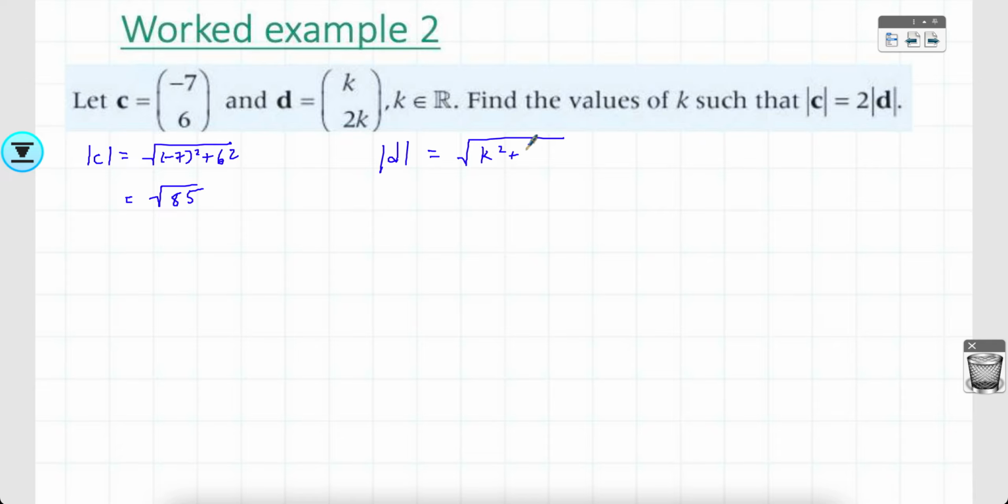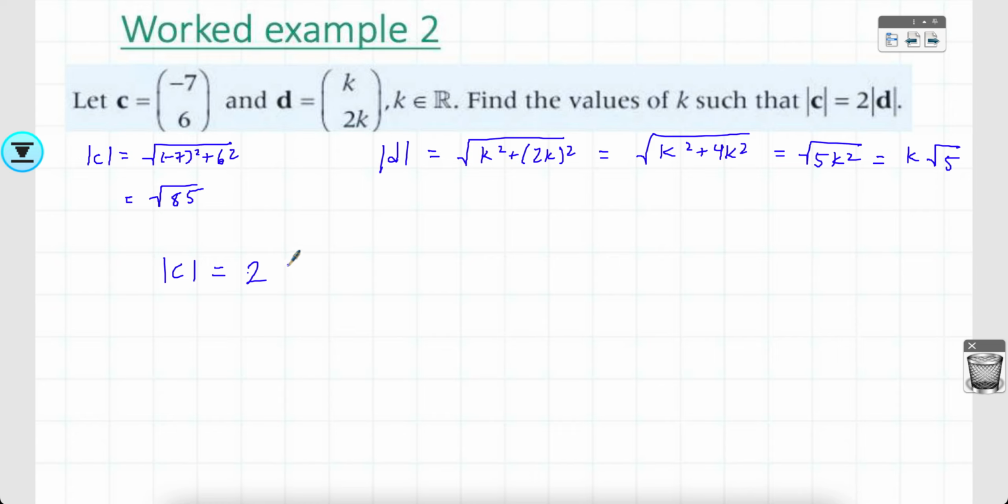k squared plus 2k squared. Be careful with the squaring here. When I simplify this, I get a 4k squared. Again, careful with the simplification. This will give me a 5k squared, which again simplifies to k root 5. Now, combining these together, I need a k such that this will be double the magnitude here.